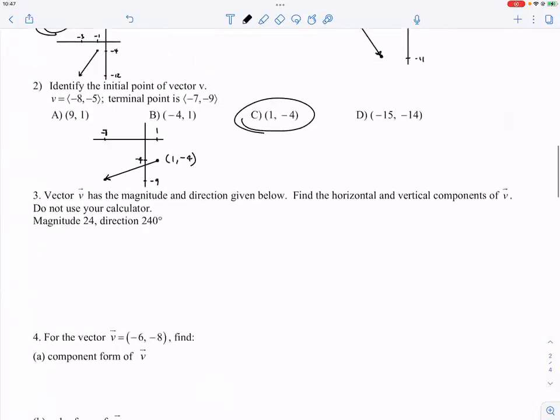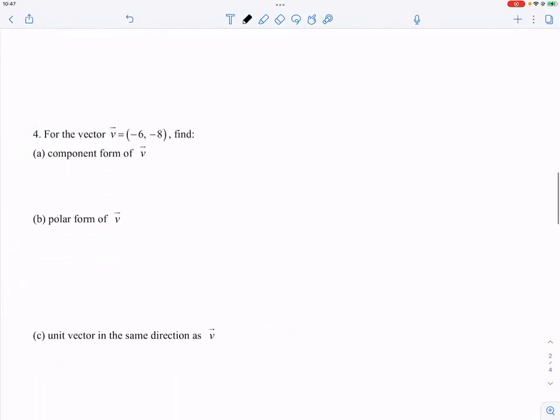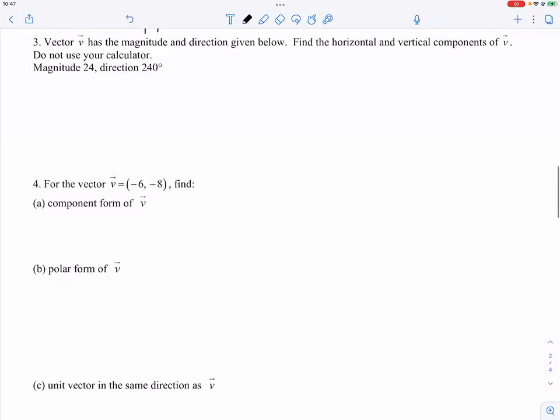Now, using the examples that I've done for you, can you go ahead and finish number 3 and number 4? Go ahead, finish number 3 and number 4.